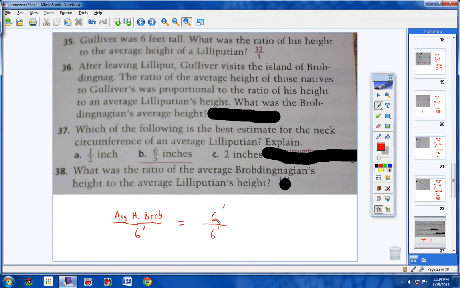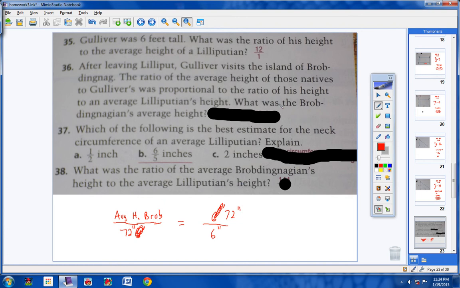Now, we have to put everything in inches or everything in feet. It'd be easier if we did it in inches, okay? So, 6 feet would be 72 inches. 6 feet here would be 72 inches.